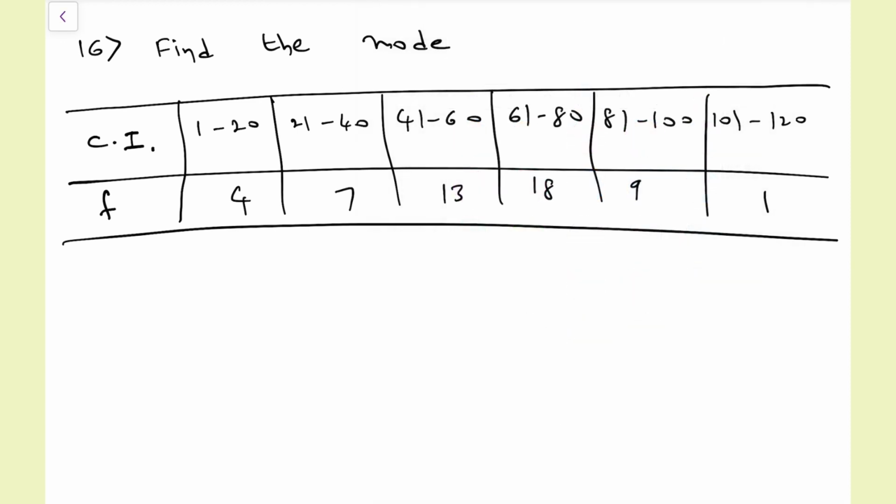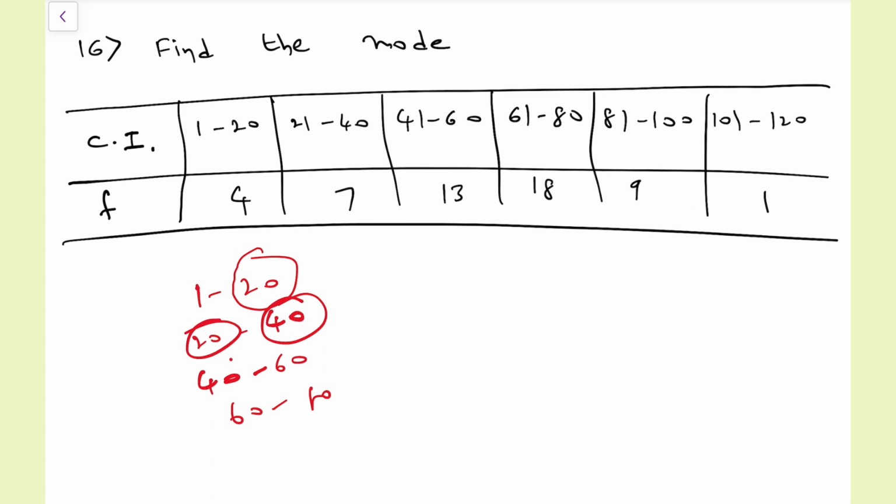Whatever questions we did in the textbook will be like this: 1 to 20, 20 to 40, then 40 to 60, 60 to 80 and so on. It means this 20 will be repeated here also, this 40 will be repeated here also, this 60 will be repeated here also, and this 80 will be repeated in the next class interval again, if it is there. But in this case, 20 is not repeating again.